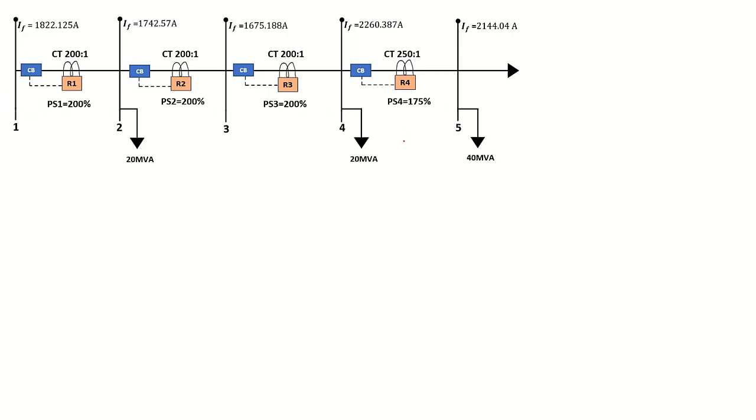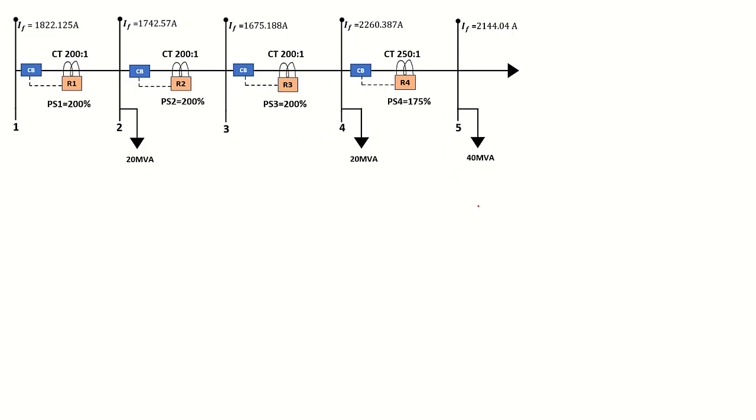Okay, so now in this tutorial we're going to continue with relay number 3, because we've already calculated the time multiplier setting and we already calculated the actual tripping time for relay 4, either when there is a fault on busbar 5 or busbar 4. Now before I continue, I'd like to highlight the procedures in which to calculate this tripping time.